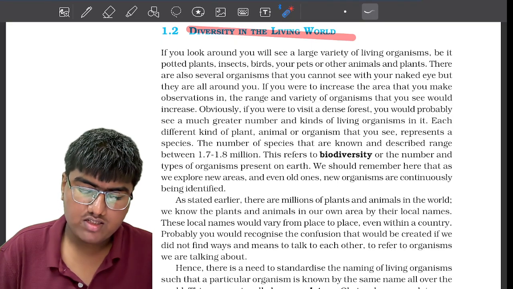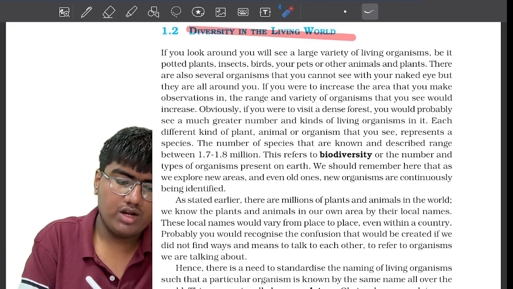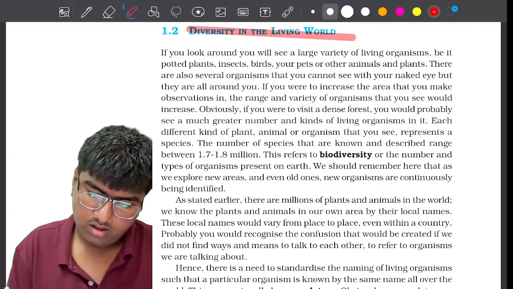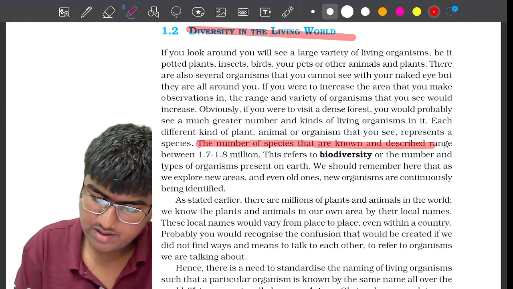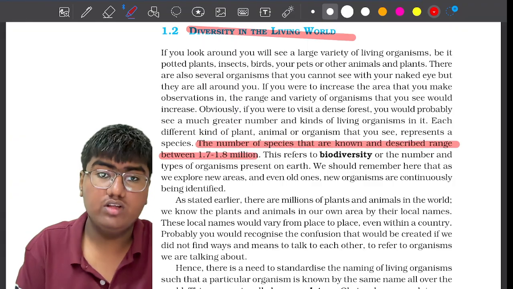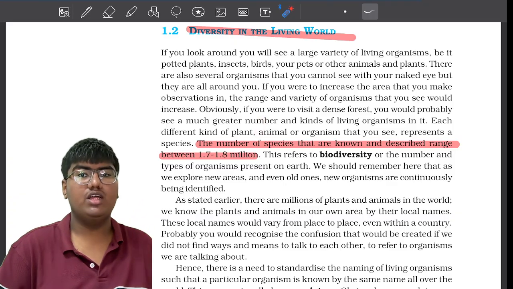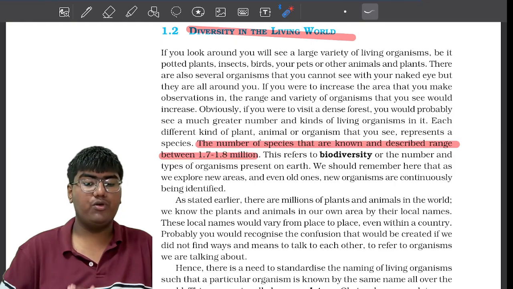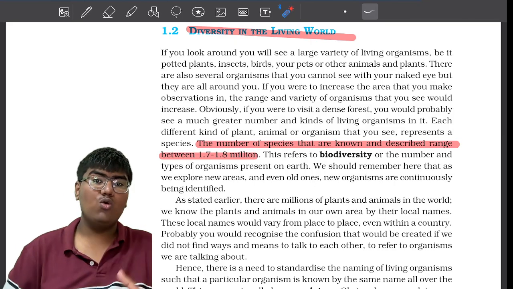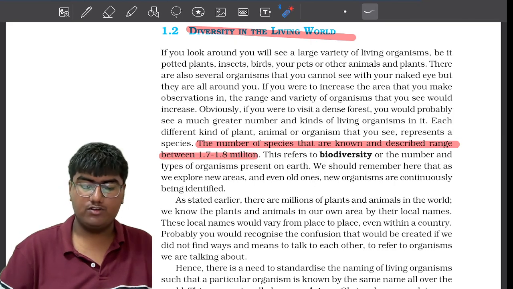The number of species that are known and described range between 1.7 to 1.8 million. So in this world, the number of species that are known and described is between 1.7 to 1.8 million. So there are so many types of organisms that are present on this earth.